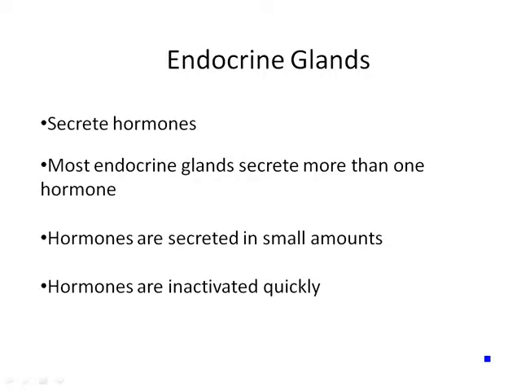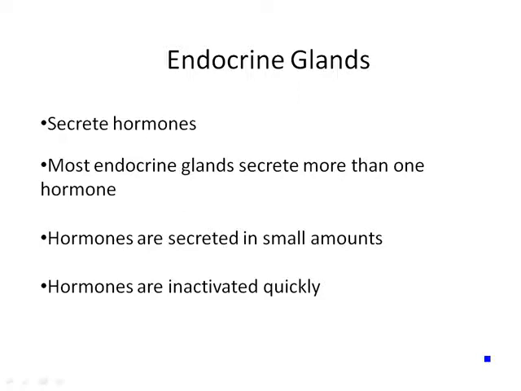Today we're going to talk about basic hormone biology. Hormones are secreted by glands known as endocrine glands. These glands sometimes can secrete multiple hormones. For example, the pituitary gland can secrete 9 different hormones. So most of the endocrine glands do secrete more than one hormone.